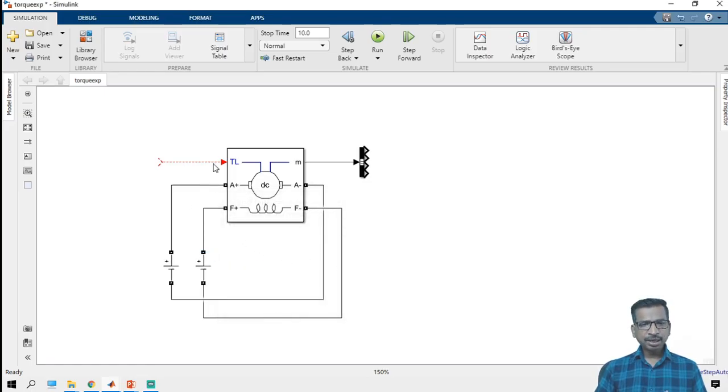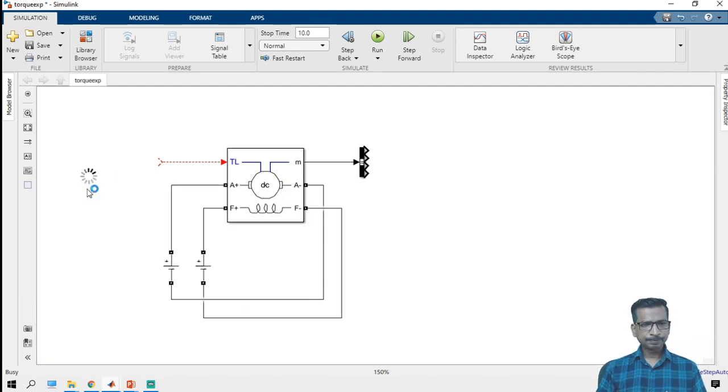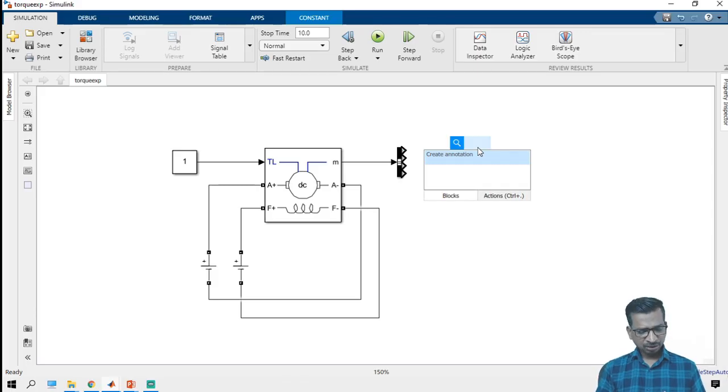And now we have to connect a torque value. To apply the torque, just take a constant block. One is nothing but 1 Newton meter we are applying. So from this graph we can calculate how much load is applied to the motor, and for that particular load how much current has been taken. So just take a scope block.